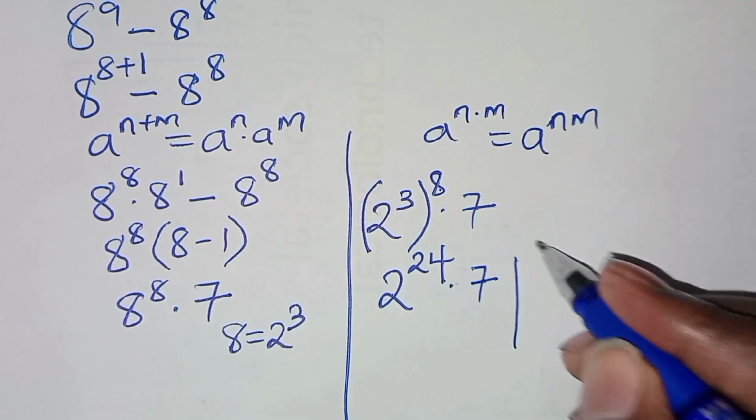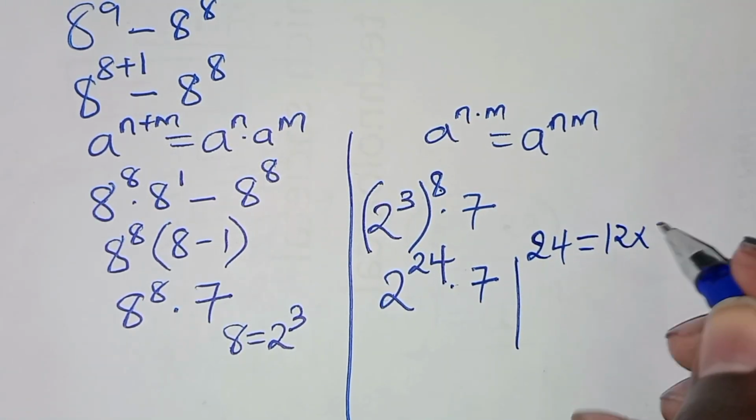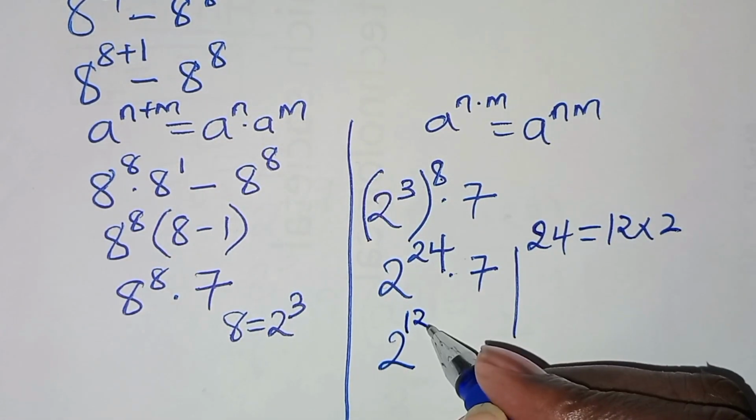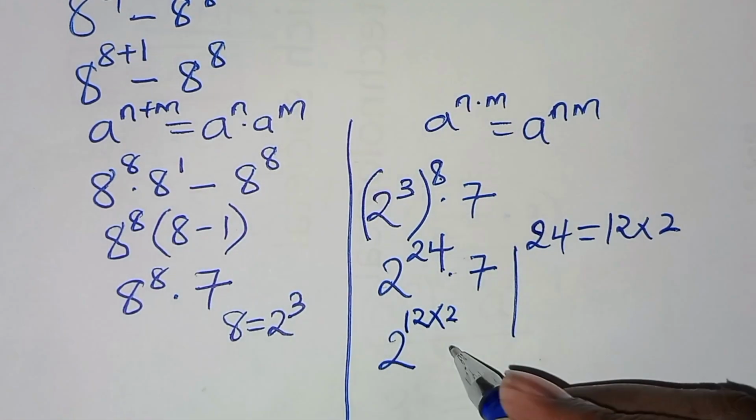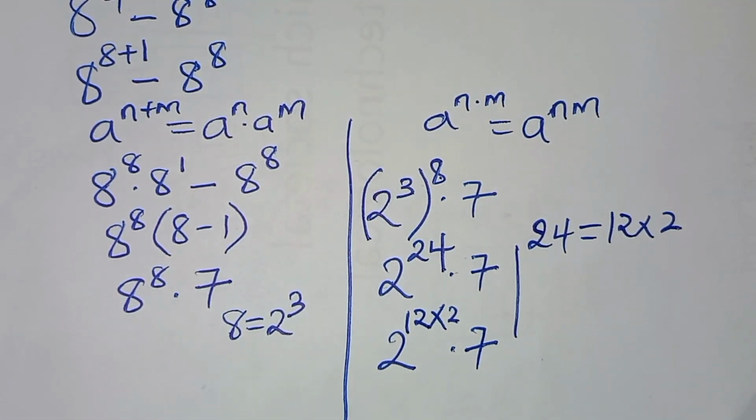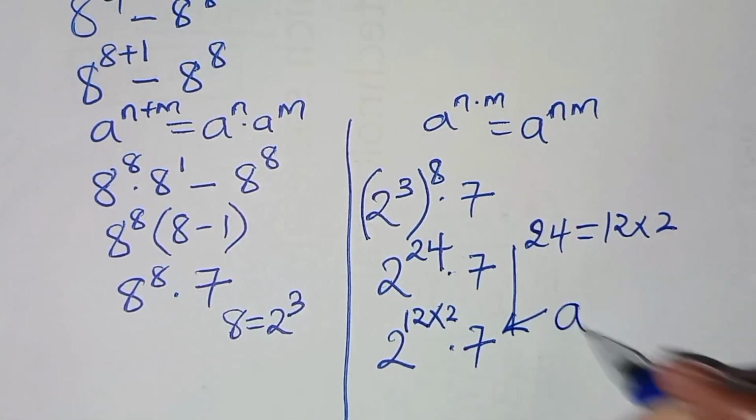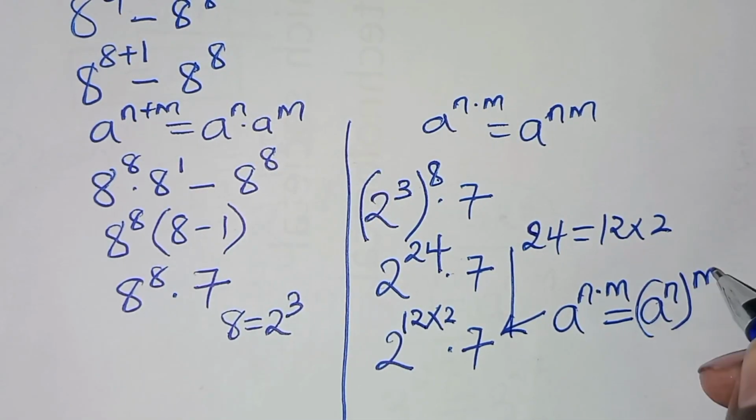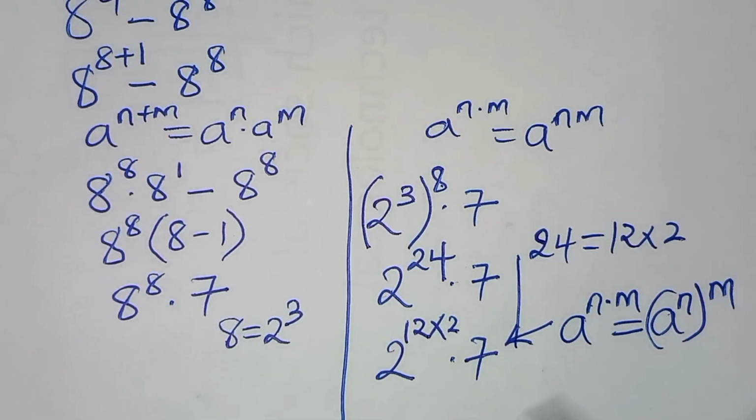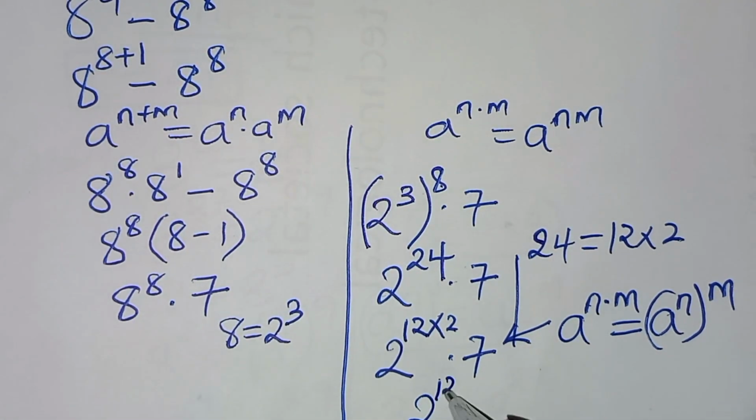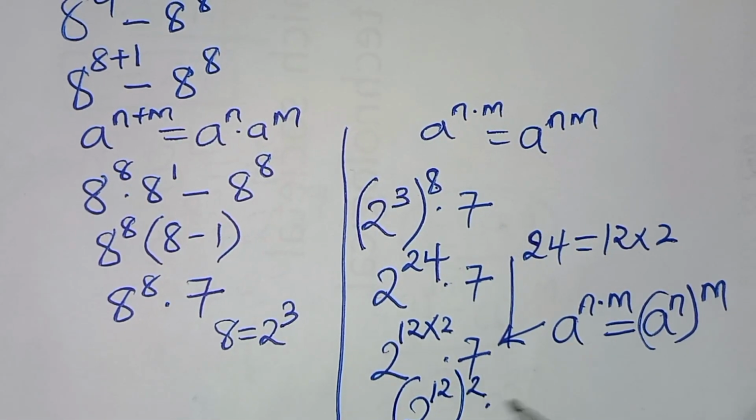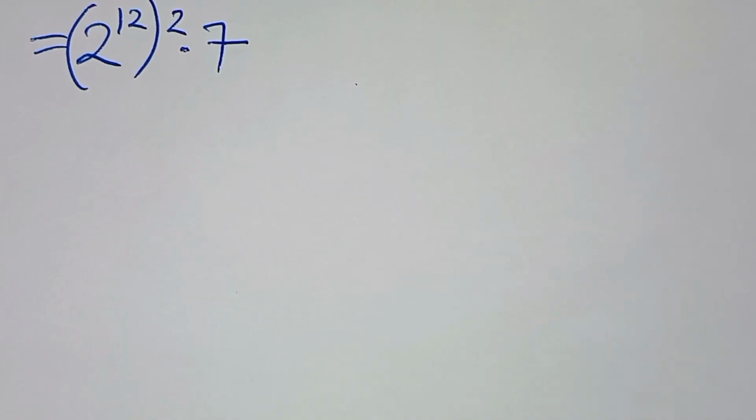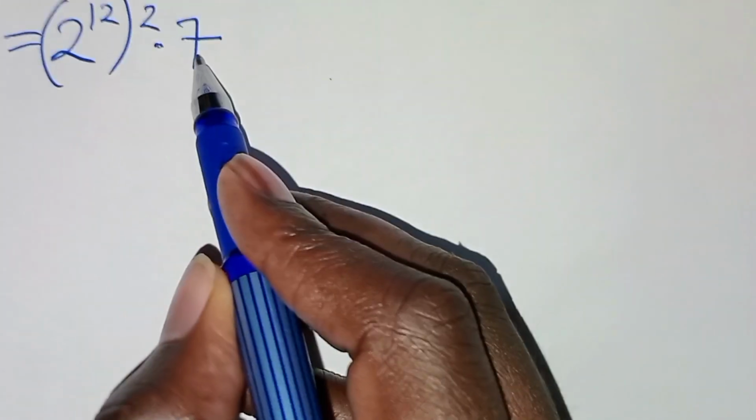The next step here, we can express 24 as 12 times 2. So this means that we'll have 2 to the power 12 times 2, all this multiplied by 7. Okay, so again, if you have a to the power nm, this can be expressed as a to the power n raised to the power m. So applying this property, we'll have 2 to the power 12 squared multiplied by 7. So let's proceed. Now we have 2 to the power 12 squared multiplied by 7.